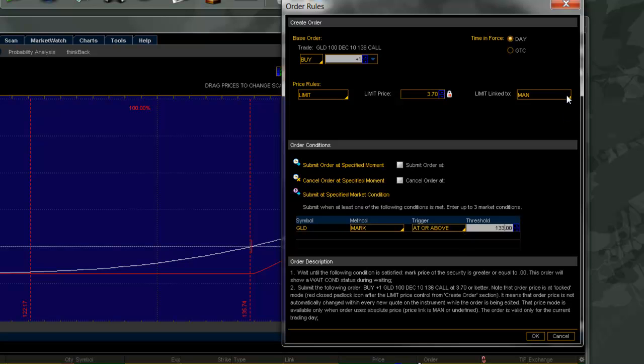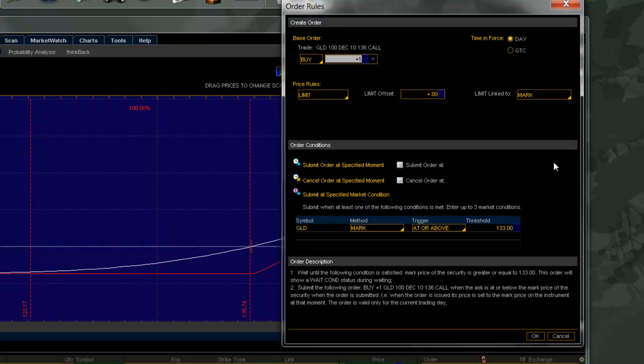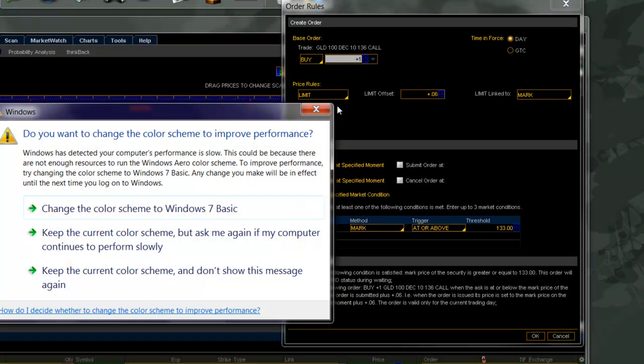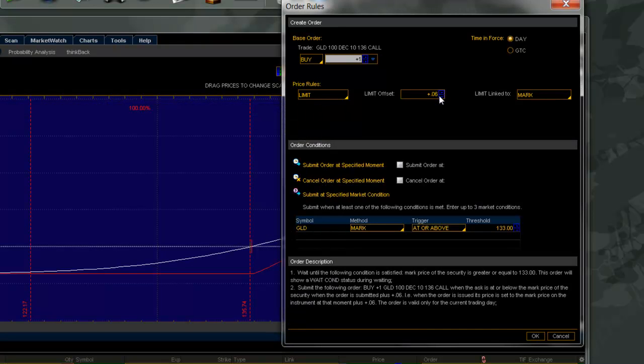Now, the limit we're going to do here is not the manual. We're going to do it at the mark, and that will give you the mid price or the fair price of the option. The mid, and we're going to offset it. Now, because we're buying or we're going long this option, you would need to give the market maker something. Now, this limit offset is the decision of how much you want to give him. Now, the question is, how much do we want to give the market maker?